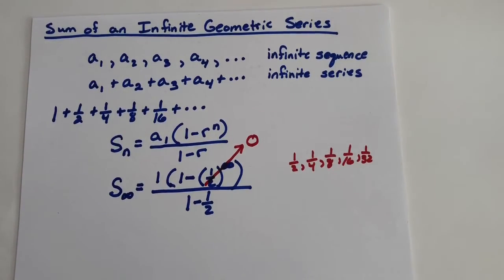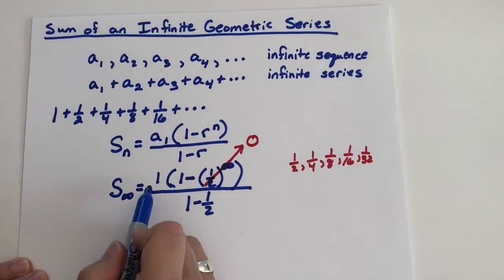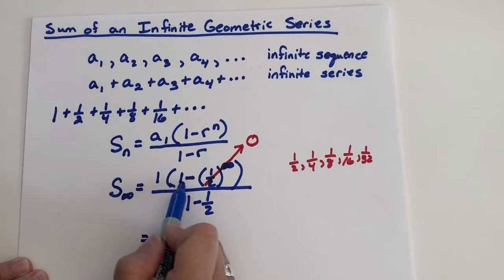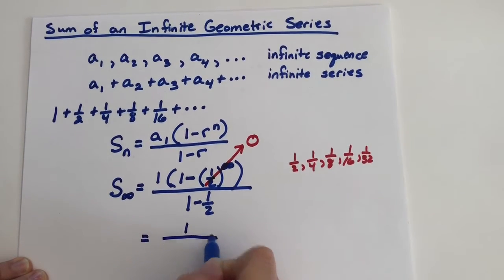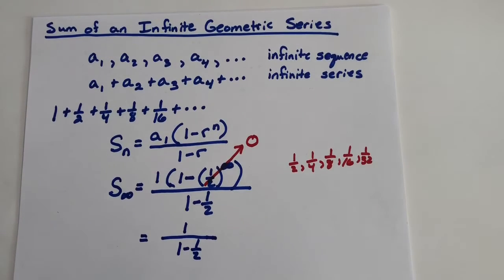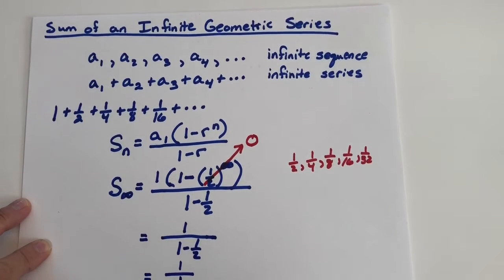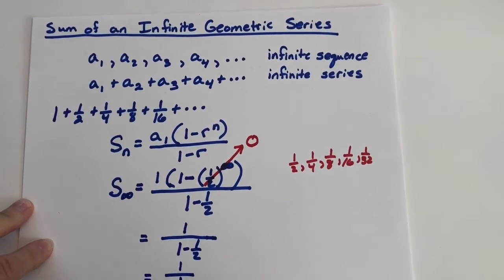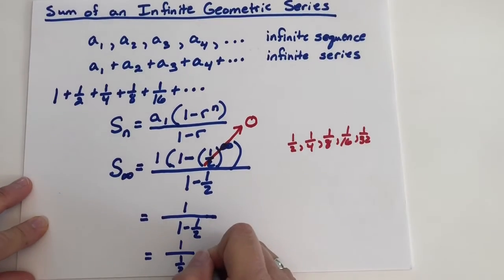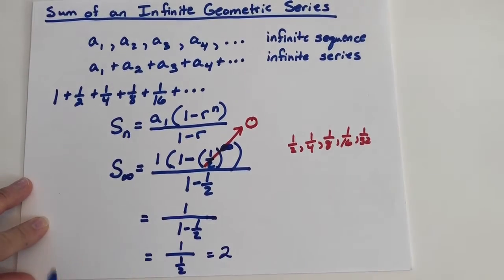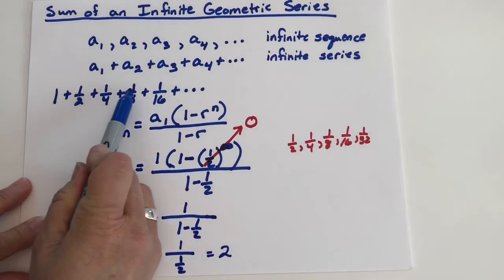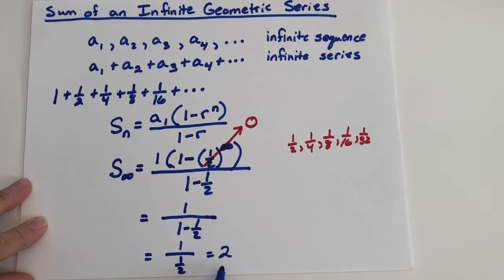So the sum would equal 1 times 1 divided by 1 minus 1/2. And when we do the arithmetic there, we have 1 divided by 1/2, which would equal 2. 1 divided by 1/2, which equals 2. So we would say the sum of this infinite geometric series is equal to 2.